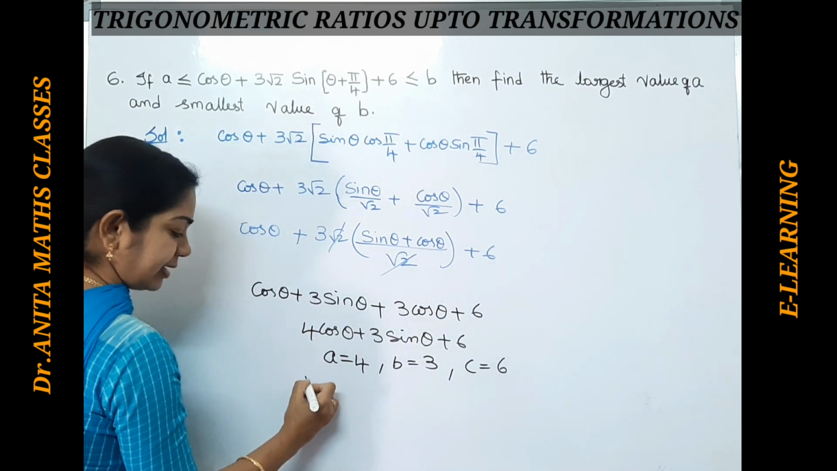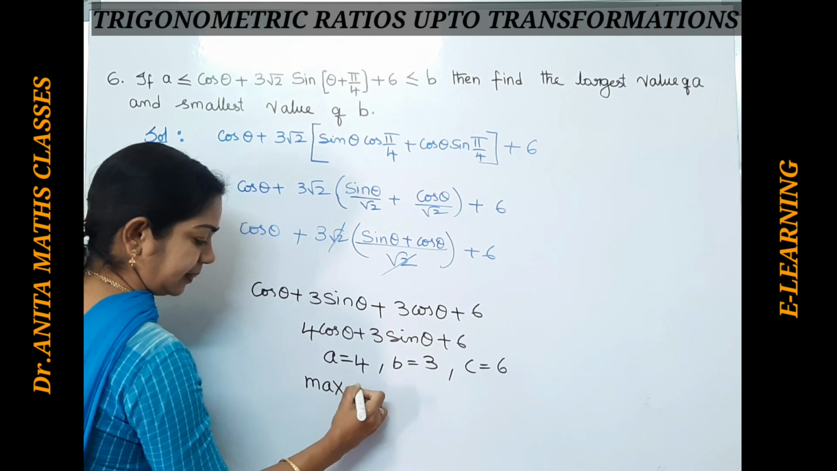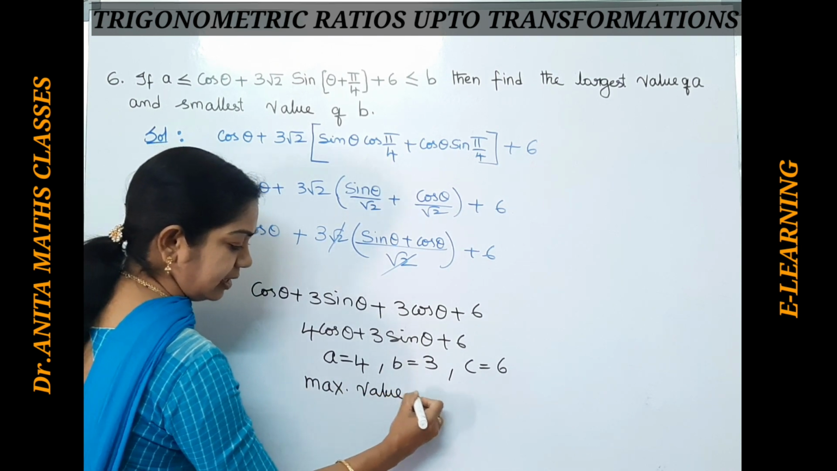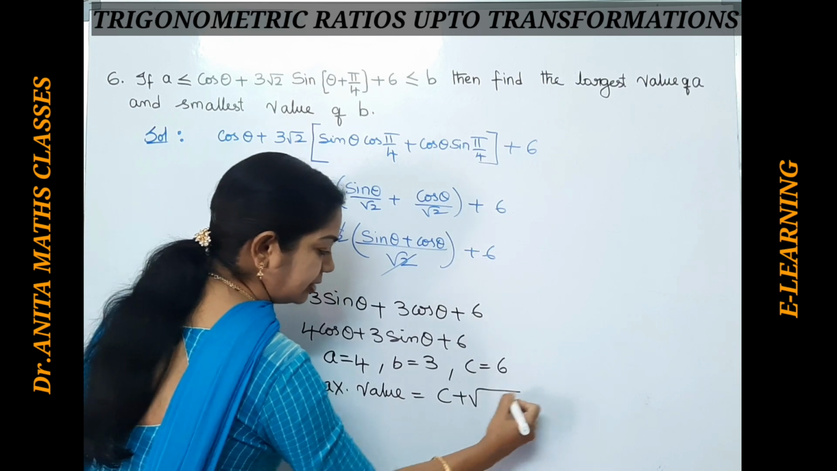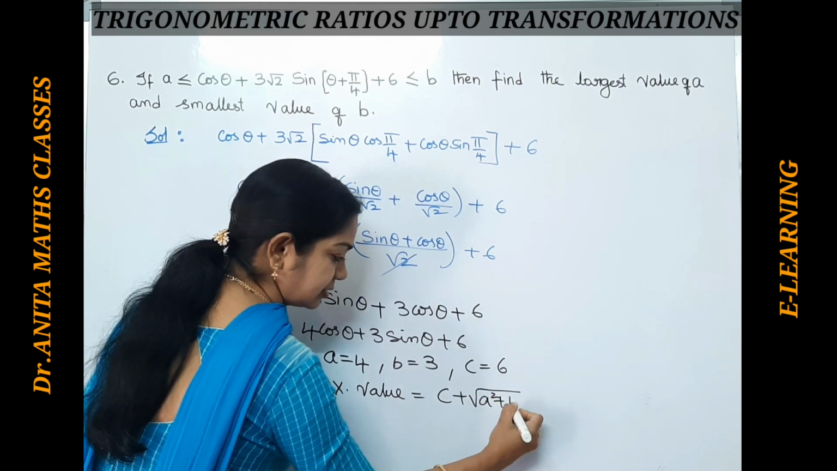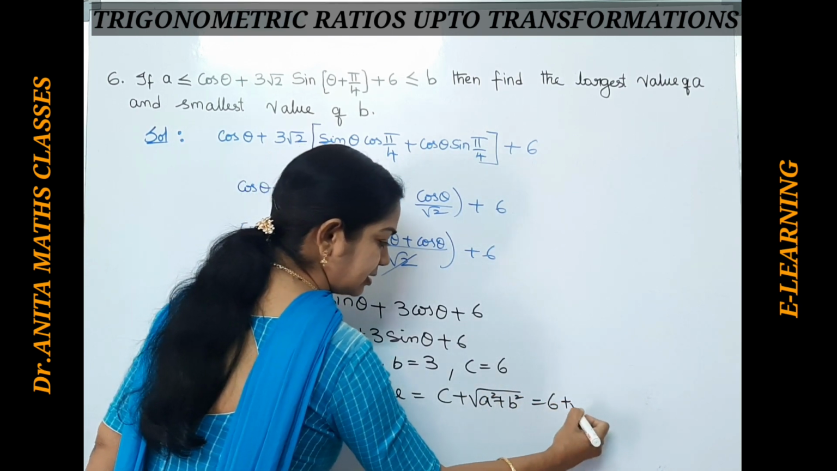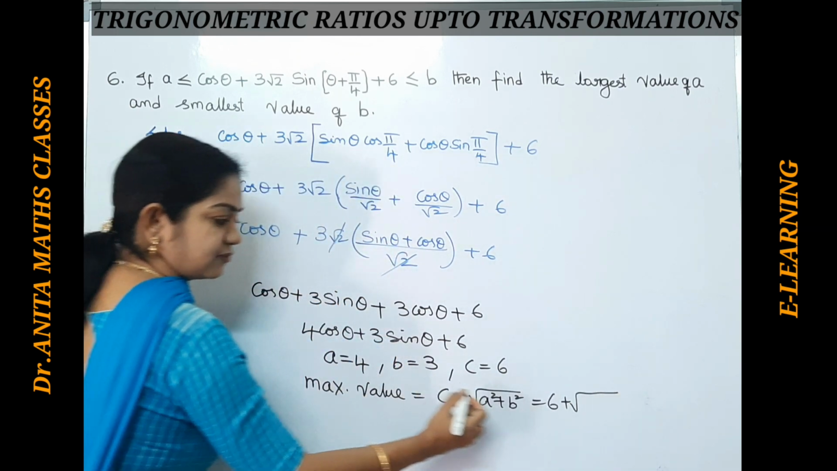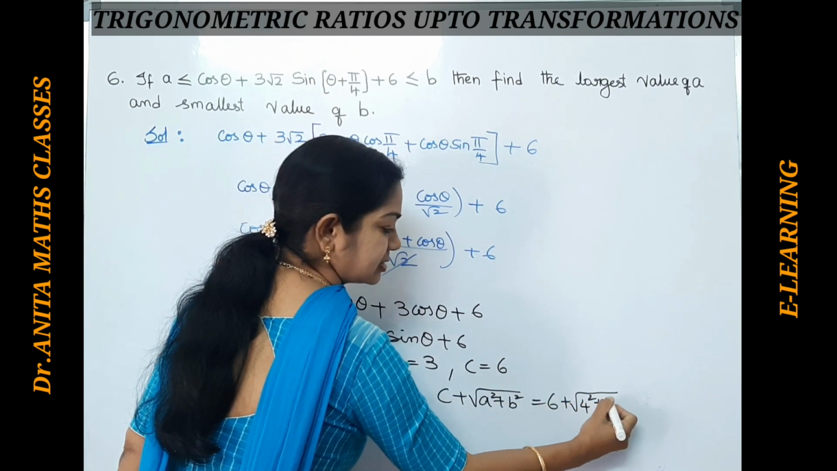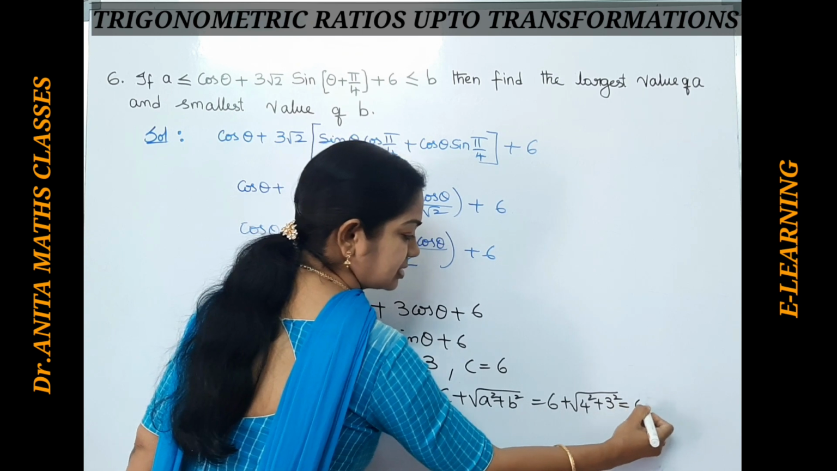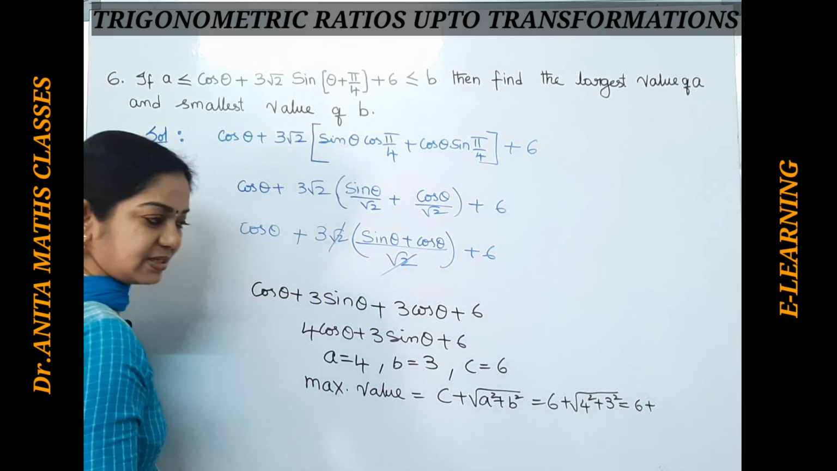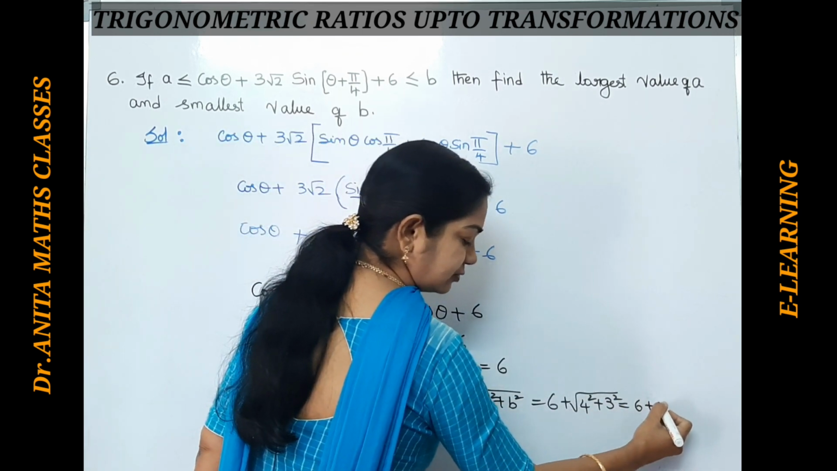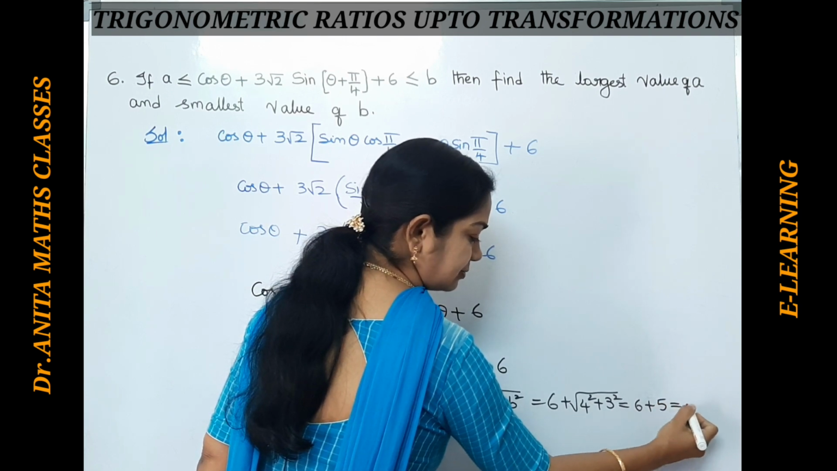Now the maximum value, we know the formula, is c plus under root a square plus b square. So this comes to 6 plus under root of 4 square plus 3 square, so 6 plus under root of 16 plus 9, under root of 25. So that is 5. So this comes to 11.